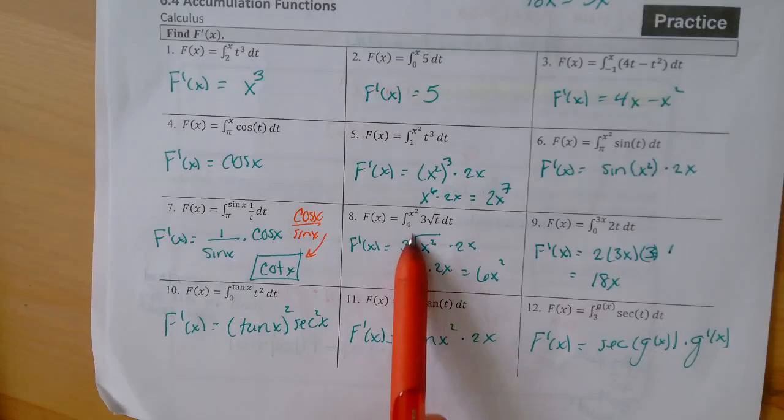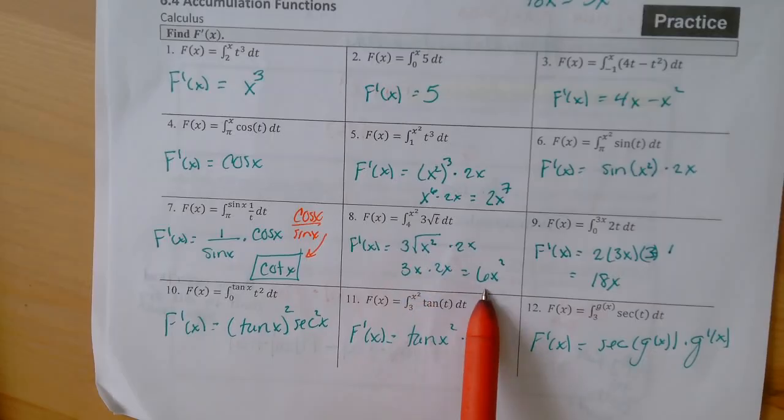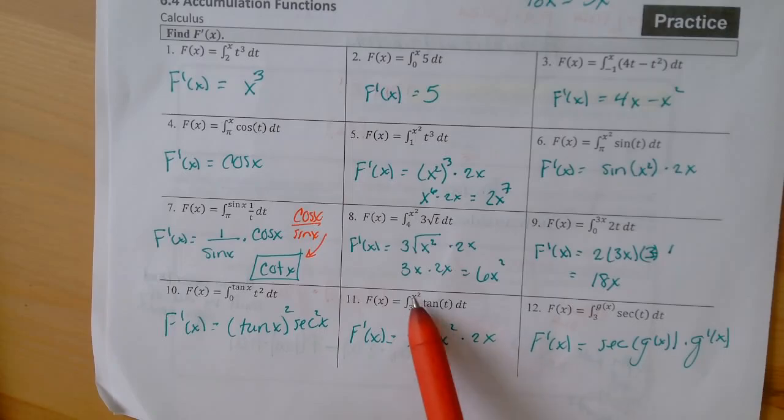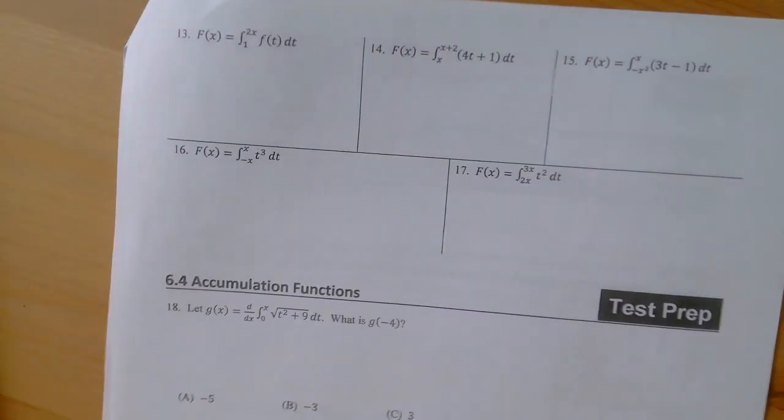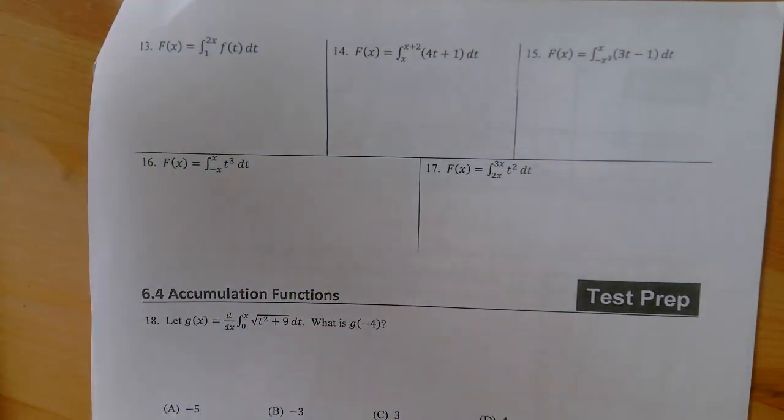Again, I plugged in this. Those cancel. So 3x times 2x is 6x squared. I think the rest were pretty straightforward. Okay, but it's plug in the upper bound times the derivative of the upper bound. Oh, there's some more. Again, try these ones on the back. I'll put it back on and show you my answers.